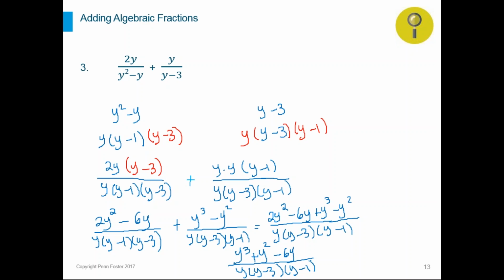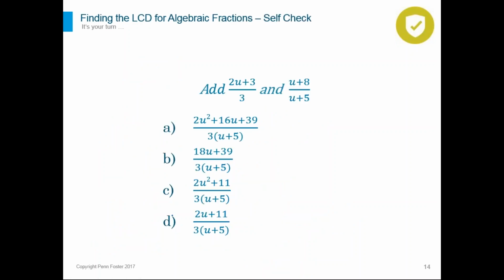So that would be your final answer. Any questions on that question before we go to a self-check? Okay, so add 2u plus 3 over 3 and u plus 8 over u plus 5. Which one would be the right sum for these two fractions?